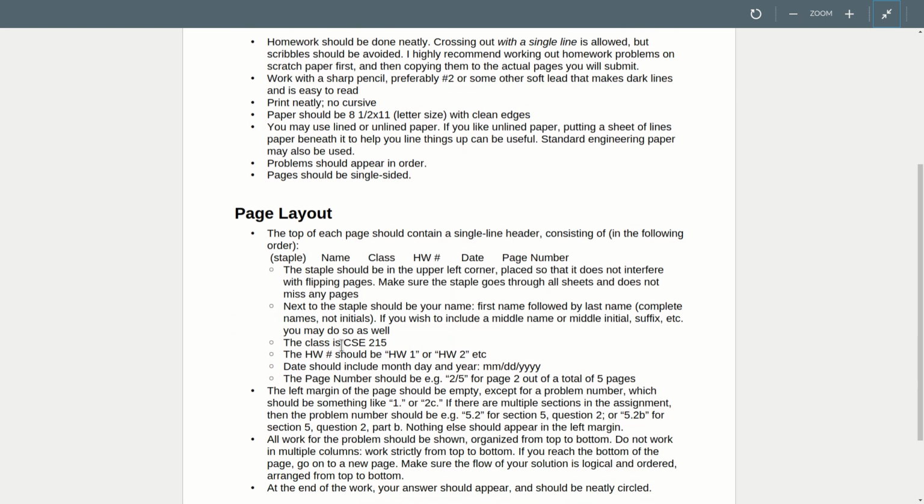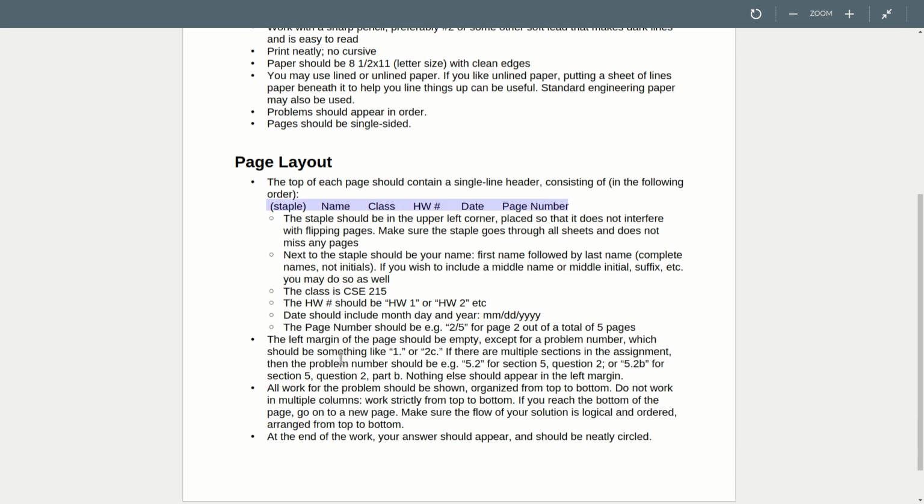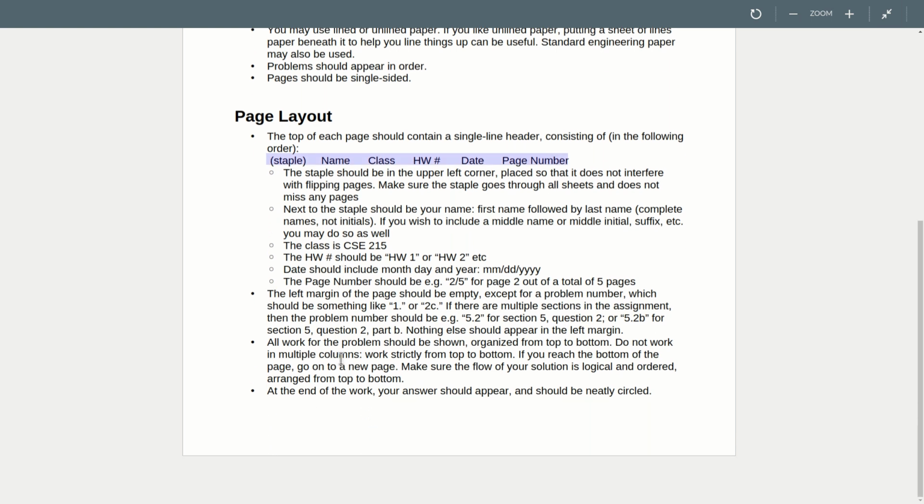All right, so page layout, that's just that format up here. Keep the left margin empty, and you can decide where the left margin is, but keep that empty except for the problem number. Okay? And basically just work linearly from top to bottom. Don't go across, back and forth, left to right. Don't go down and then skip down here and then jump back up here. Lay it out in a clear, organized way.